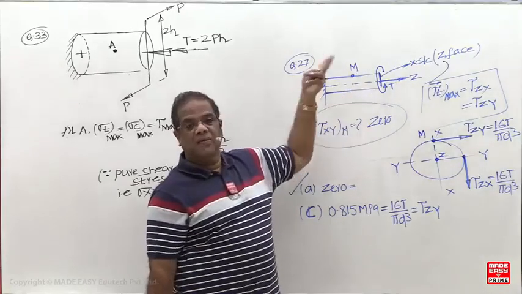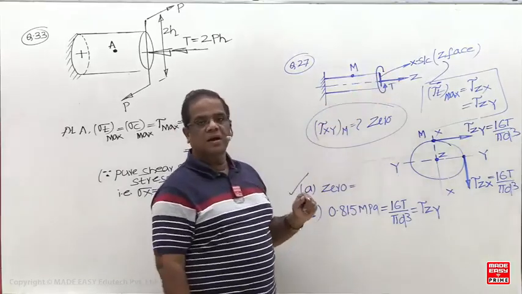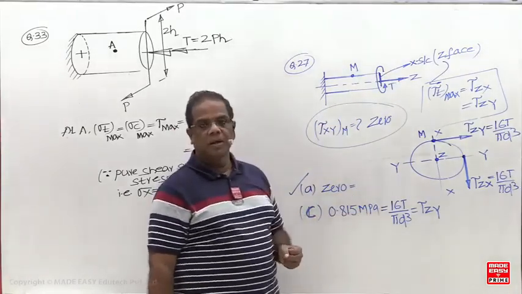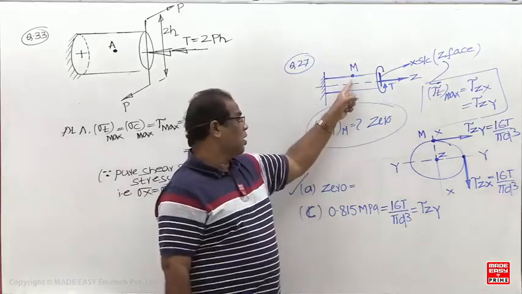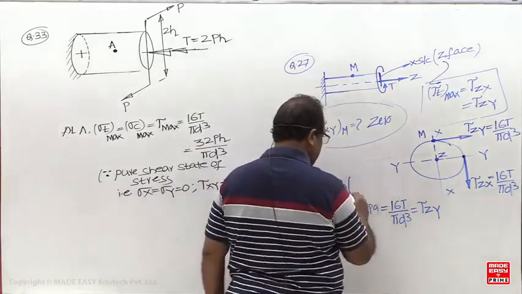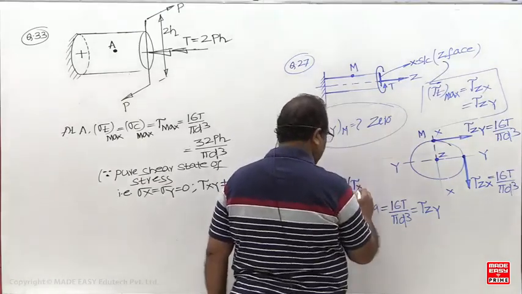Option C is correct if you ask at point M for tau zy, or otherwise the maximum torsional shear stress is the answer. But if the question is asking tau xy, here how many shear stresses are 0? Tau xy is 0.